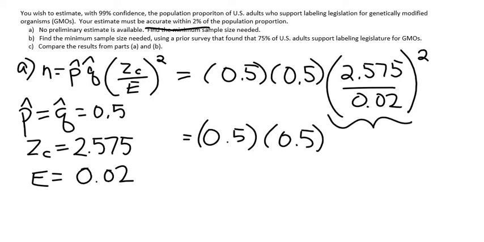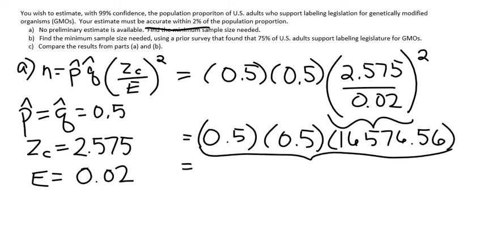I'm going to do this calculation here. I'm going to take 2.575 divided by 0.02 and I'm going to square it. And this value is 16576.56. When I multiply these three numbers together, I find 4144.14. Since we're looking at a minimum sample size, anytime we have a partial or a part of a sample, we need to round up to the next whole number.